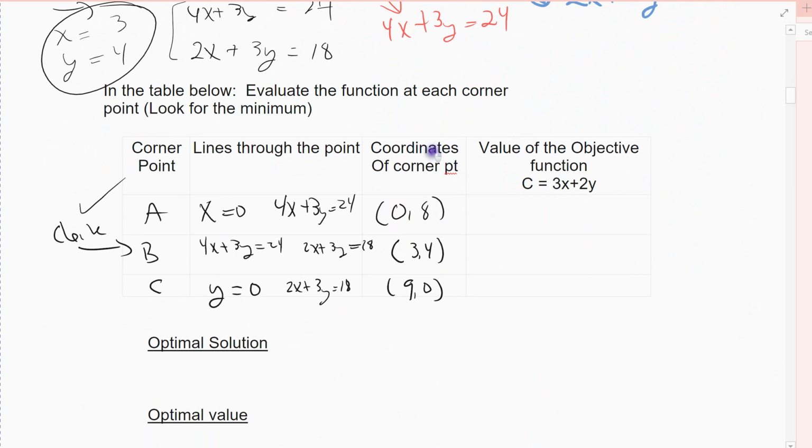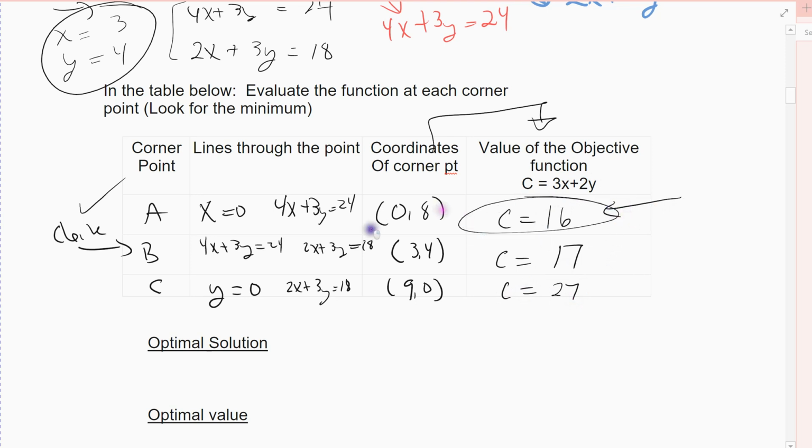Alright, so now I do what I did before. I take my coordinates and plug them into this equation. So the first one is going to be 0x, so that zeroes out, 2 times y, so 2 times 8 will give me 16. Alright, 3 times 3 will give me 9, plus 2 times 4, which will give me 8, so that comes out 17. And y zeroes out, 3 times 9 gives me 27. Alright, so there is my minimum.